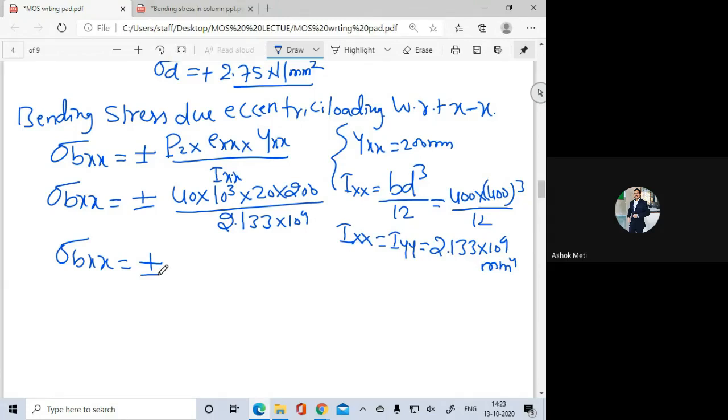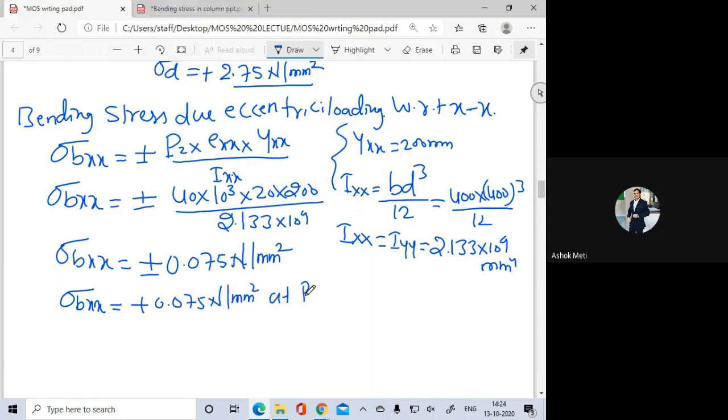Okay. So what is the answer? 0.075. Okay, it is 0.075 Newton per mm square. Here, the plus indicates that sigma bx is equal to plus 0.075 Newton per mm square. So this will be at the right face of the column. This is the right face of the column. The right face of the column is nothing but where the eccentric loading is there, so it is the right face of the section or column. So here you can see it.